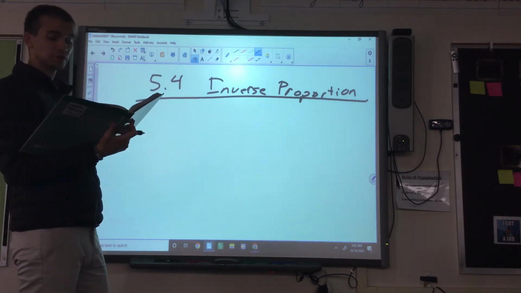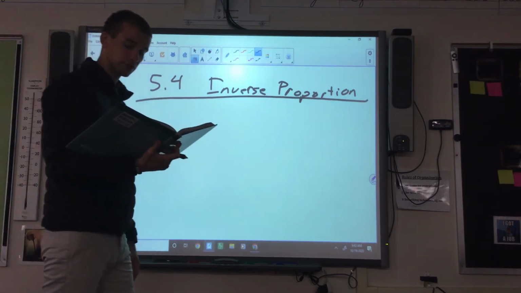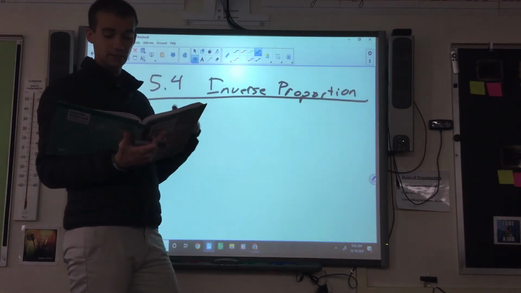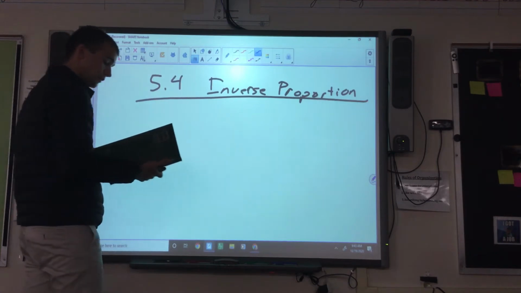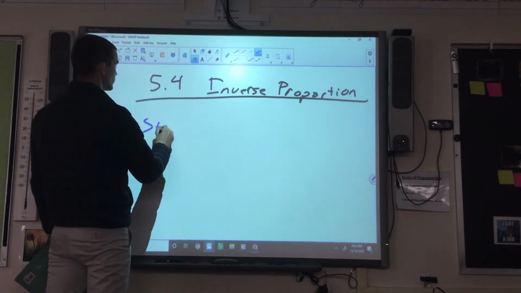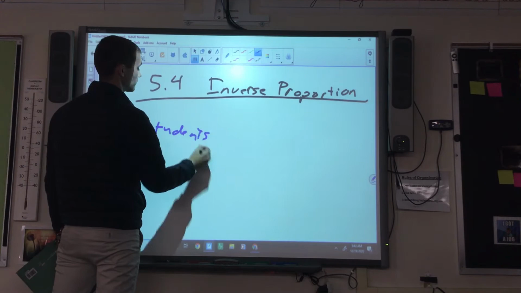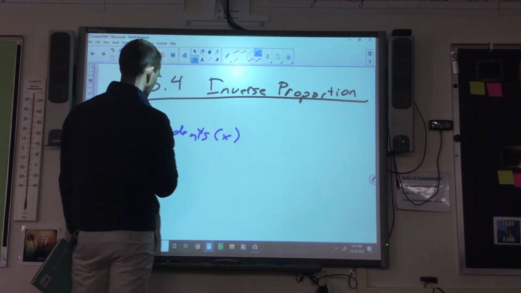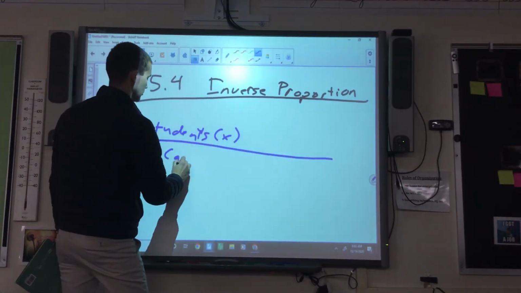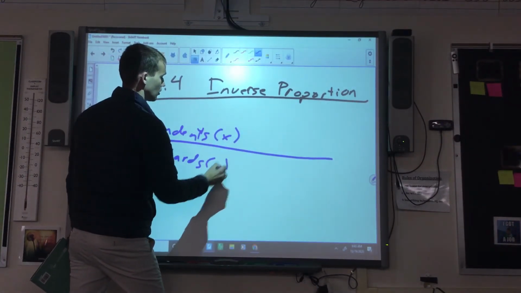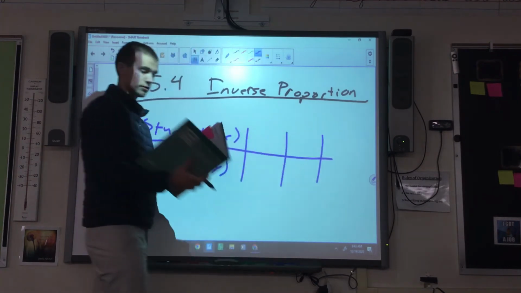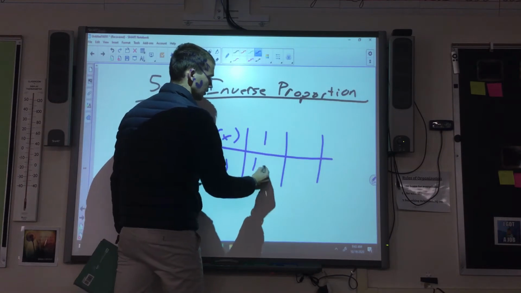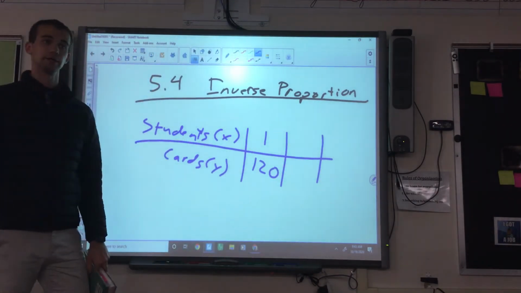Some students want to share some card games, so that each student gets the same number of cards. The table shows the relationship between the number of students, X, and the number of game cards that each student gets, Y. So I'm going to put students, and I said that was X, I believe, yep. And cards, Y. So they start off with A. If you've got one student and they want to play all by themselves, well, congratulations, they get 120 cards.